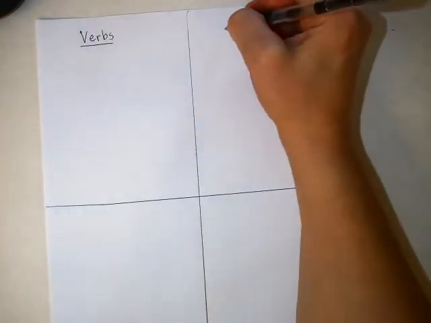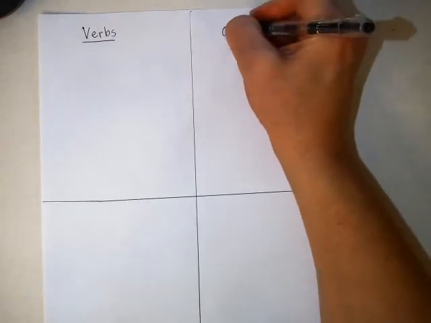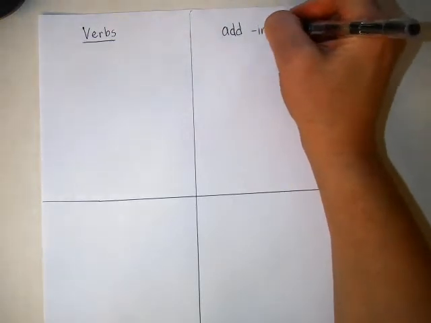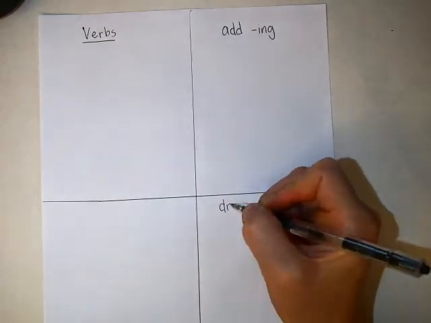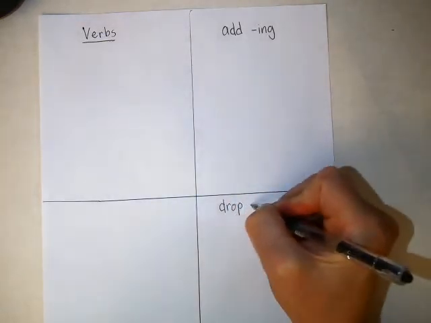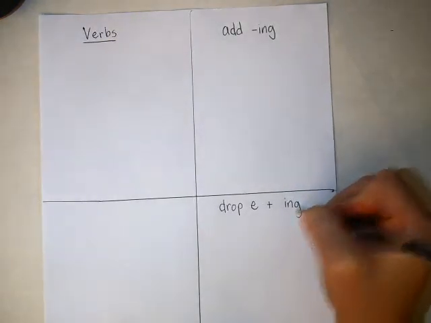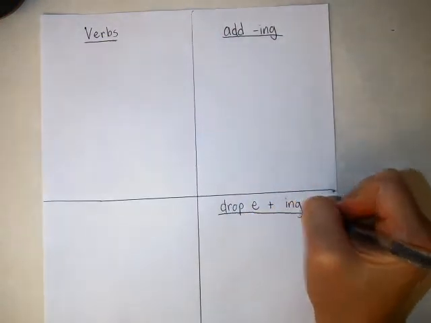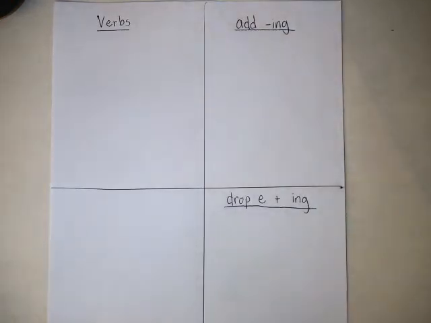Okay, then over here, I want you to write add ing. And then over here, I want you to write drop E plus ing. Okay, so these are your choices here. And I'm going to give you a word, and I want you to put it in one of the categories. Alright? Give me a thumbs up when your setup is ready.